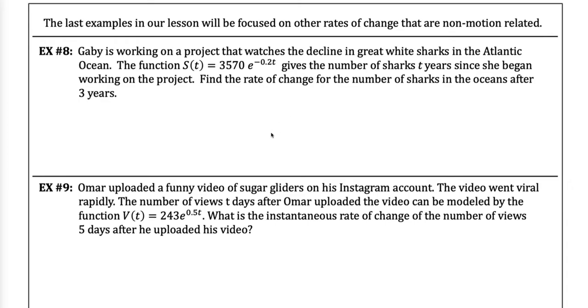Find the rate of change for the number of sharks in the ocean after 3 years. So those words right there are the key ones to me. What is it telling us to do if we see rate of change? Derivative. If we ever see the words rate of change, change is key for derivative. That means how fast something's changing. Derivative. There we go. Okay, so I'm going to find S prime of t.